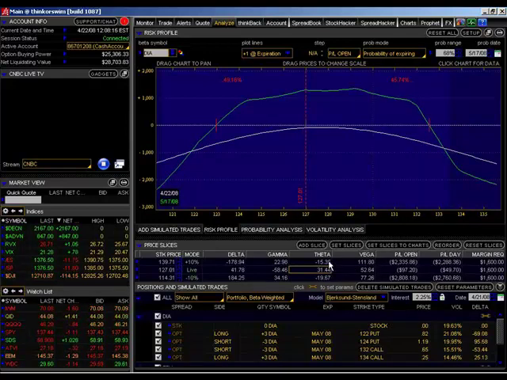So that's really our goal. Our goal is to move this white line up to this green line and keep our price in the center of our profit graph here.